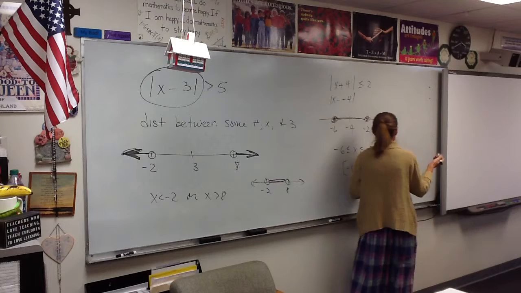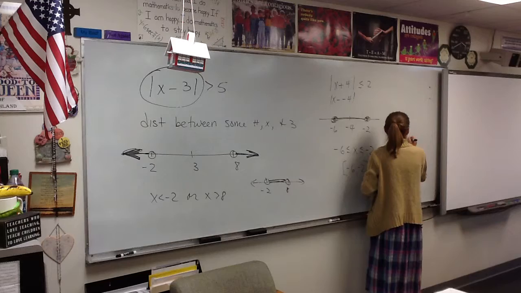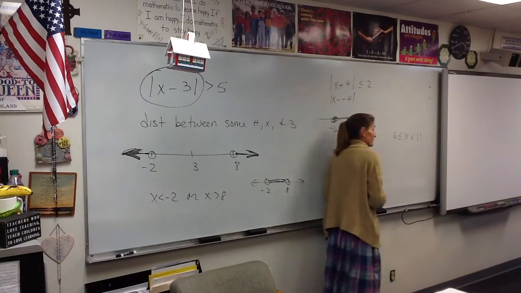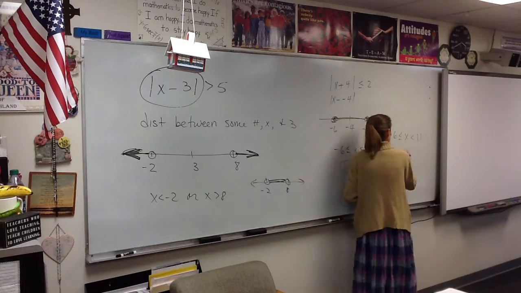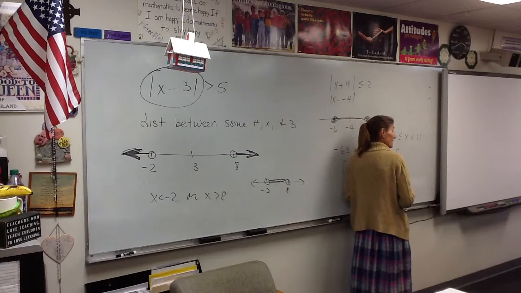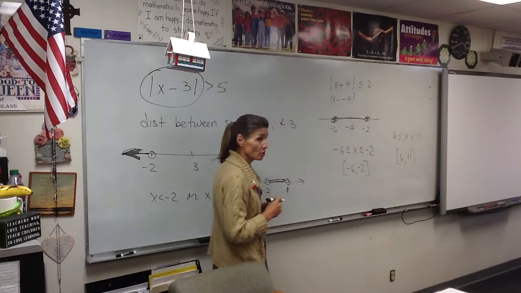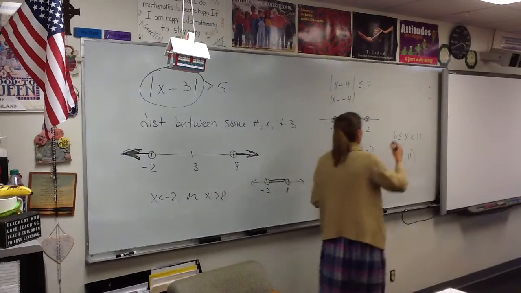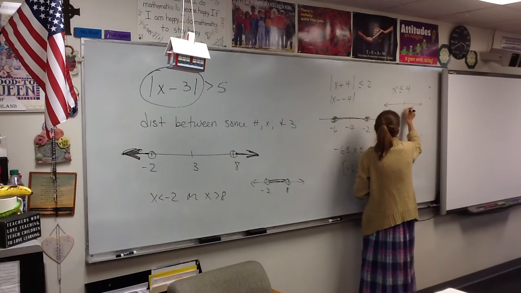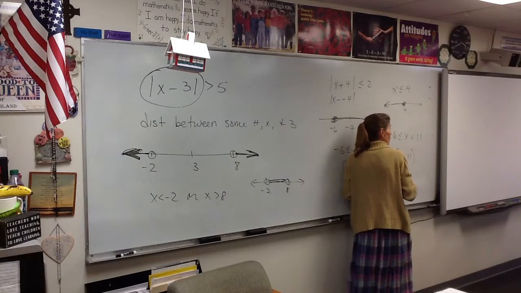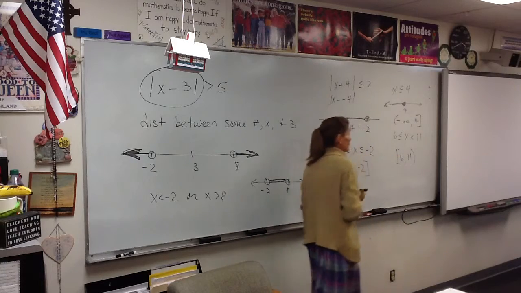If we somehow did a problem and we ended up with an answer that looked like this, that will never happen with one of these, but it could happen in another situation. In interval notation, we would have a bracket at 6, but a parenthesis at 11, because the 11 is open. And if we got an answer that looked like this, understanding that means everything to the left of 4, we would have negative infinity to 4 with a bracket.